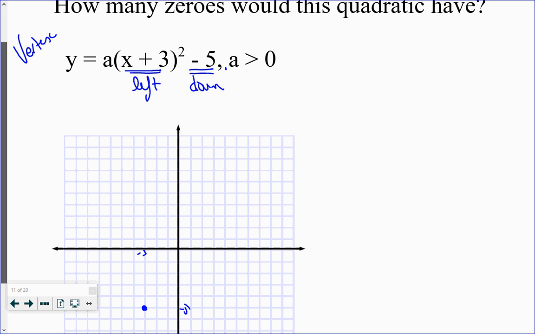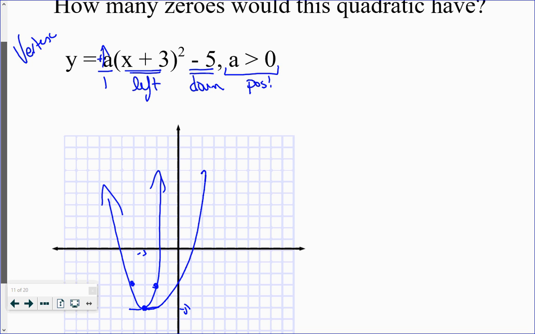Now, a is greater than 0, that means that a is positive. So remember with a, we would go 1 over, and then positive means we would go up. So I'll just go up 2. It doesn't matter how much you go up. As long as you go up, notice what we end up with is a smile graph. And it doesn't matter if you go up like that or up like this.